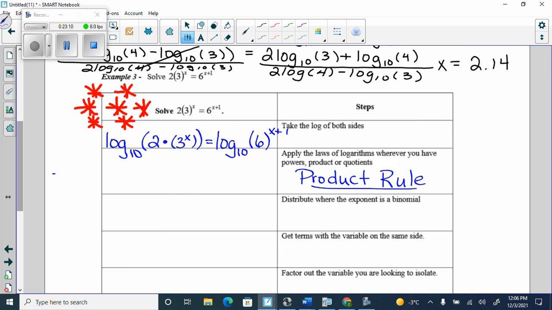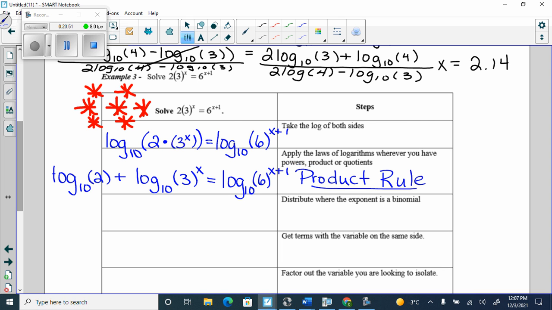We use product rule. We have two things multiplied. We can separate them by an addition. So our next step is going to be to use product rule. So we're going to go log base 10 of 2 plus log base 10 of 3 to the x equals log base 10 of 6 to the x plus 1, and then we are back to just the exact same steps as before. Just one extra step is the product rule in here. When you have two things multiplied, you can't make them common base. Do you see that? That's where we error all the time. It's just a sad, sad question.